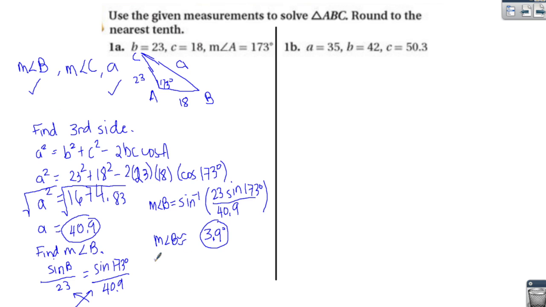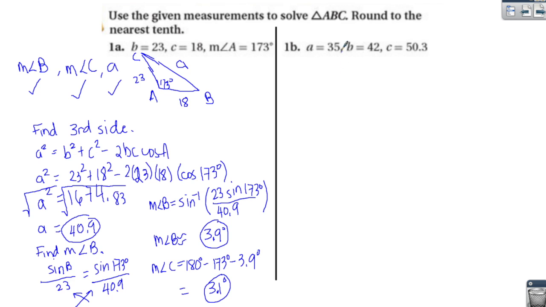And of course, to find the last angle measure, angle C, we take away the other two angle measures that we know and subtract it from 180 degrees. And the measure for angle C will be at 3.1 degrees, like so. Alright, so now we've found all the three unknown values in problem 1A. Let's go ahead and proceed to problem 1B.